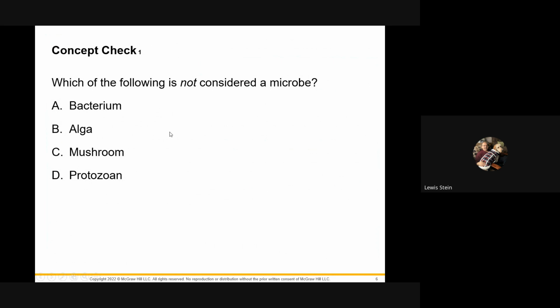So which is not considered a microbe? By definition, a mushroom is not, even though it is in the family of yeasts and fungi. It's macroscopic in nature, and very tasty.